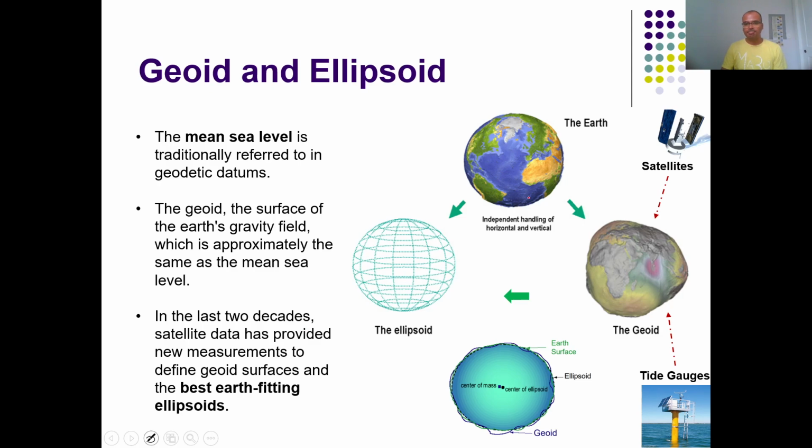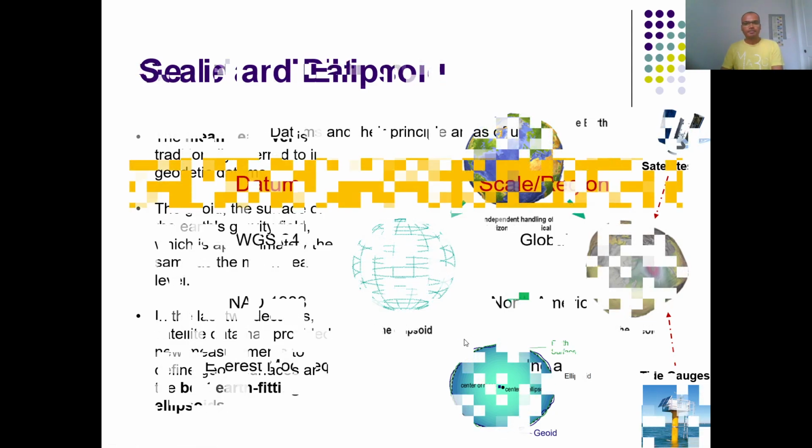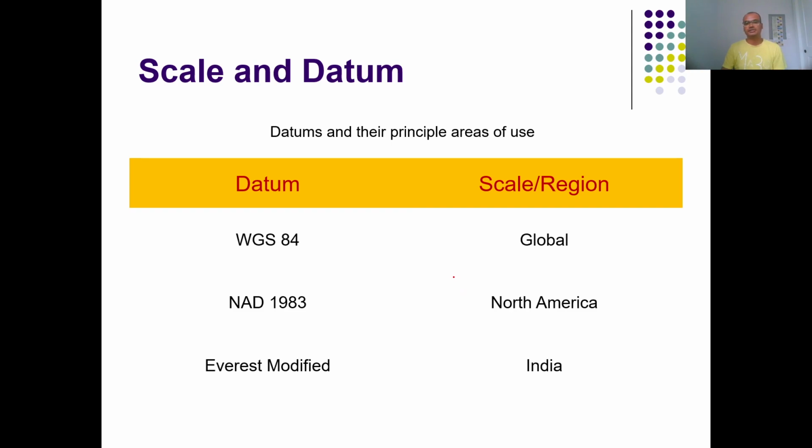So now we have the Earth, which is continuously monitored, especially in the last two decades, with the help of satellites and tidal gauge stations. With the help of these data sets, the Earth's gravity field and mean sea level have been accurately measured and modeled, and based on that Earth surface model, the geoid surface, many ellipsoids have been prepared and standardized and used as the best fitting ellipsoid. We call them geodetic datums. So we have many datums to represent different regions with different scales.